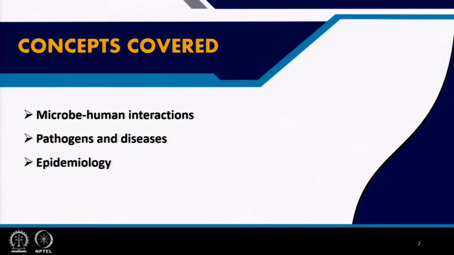So like I said in the previous part, we have already covered the nature of microbe and human interactions. What are the different types of interactions, both adverse as well as beneficial. We've also looked at some pathogens and diseases. We are going to continue with that, and towards the end of this topic we will cover a little bit about epidemiology.